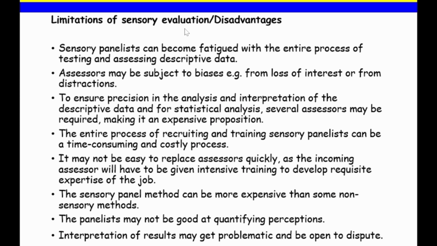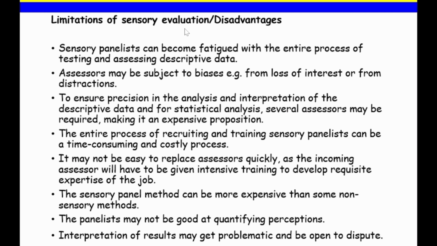The sensory panel method can be more expensive than some non-sensory methods. When we are talking about non-sensory methods of analyzing sensory attributes, you can see in the developed countries that they use machinery to assess some of the sensory characteristics of the food. For example, when you are talking about ripeness of fruits, they have a machine that can detect the level of ripening of some of the fruits. So that can be done by machine.